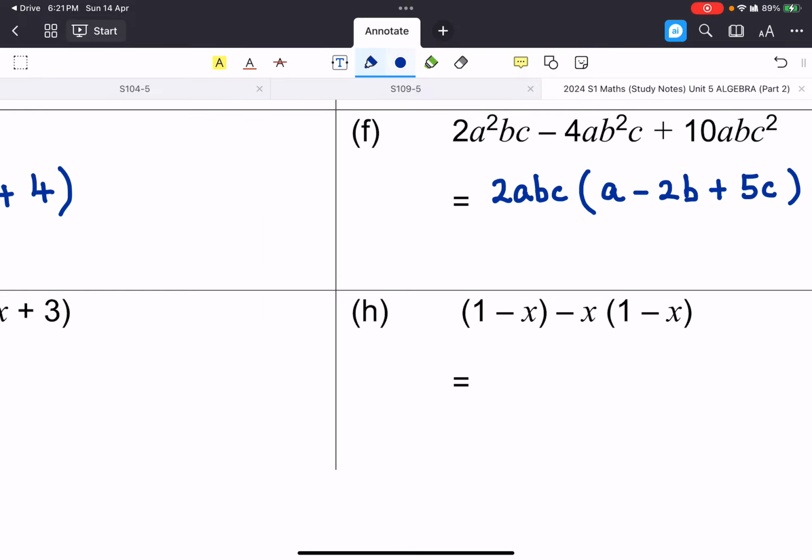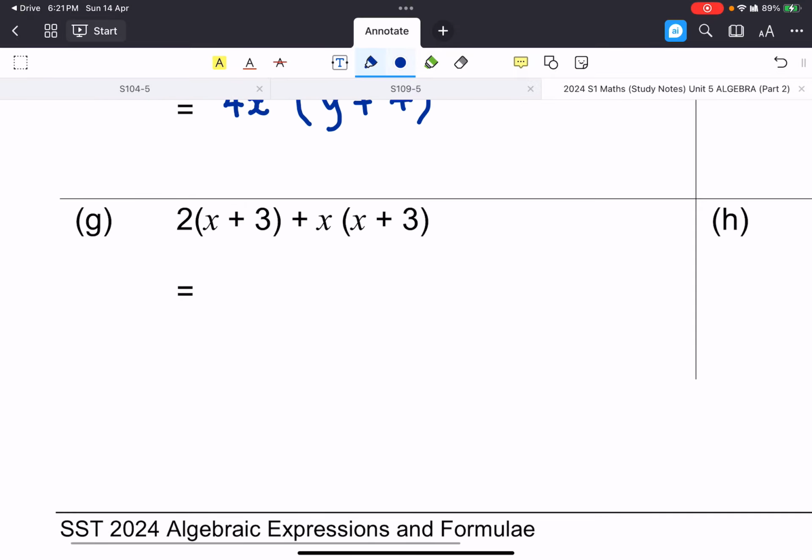Okay, and finally, in this situation, something interesting happens. The bracketed portion, the x plus 3 bracketed portion, is actually the common factor. So we can take out the entire bracket, x plus 3, as the common factor. And what I have left here instead will be 2 plus x, which will be this portion here and this portion here. That's what's left.